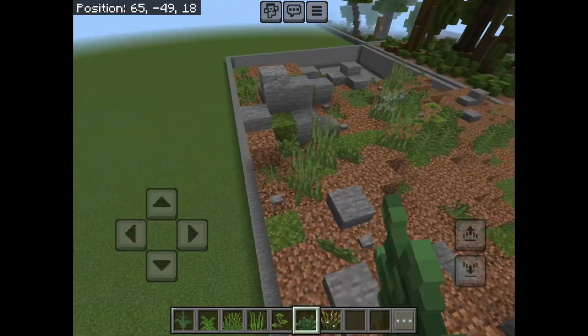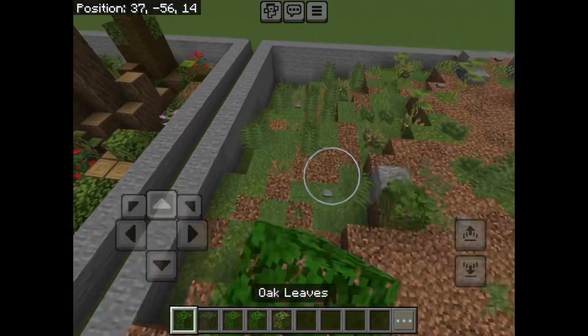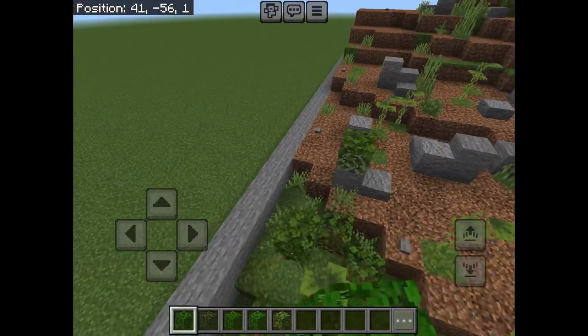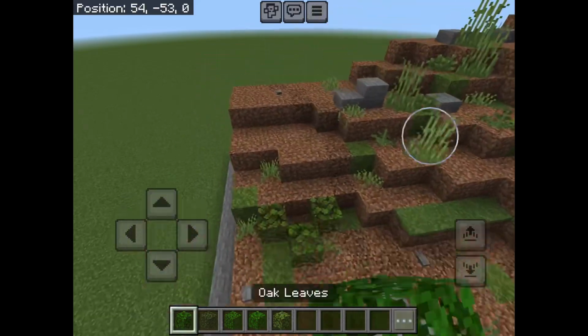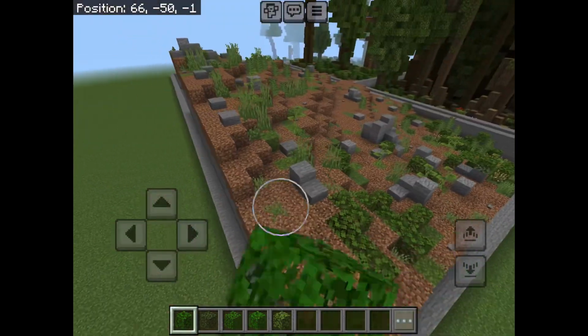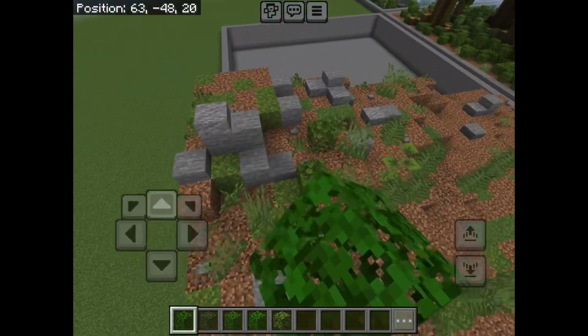Honestly, I think I'm going to remove those firefly bushes. They don't go very well with this. Don't go overkill with new blocks.